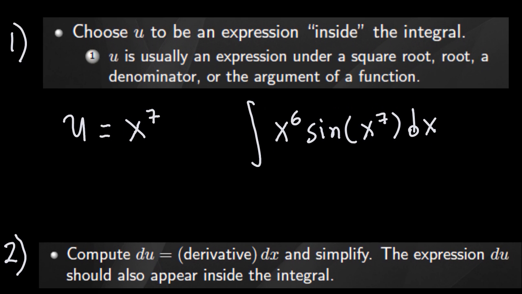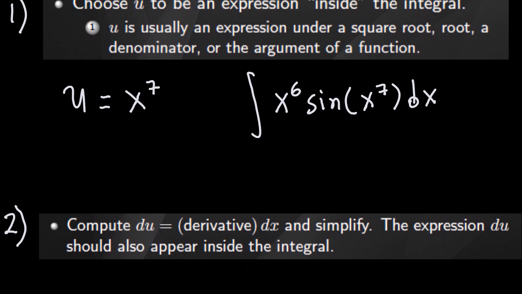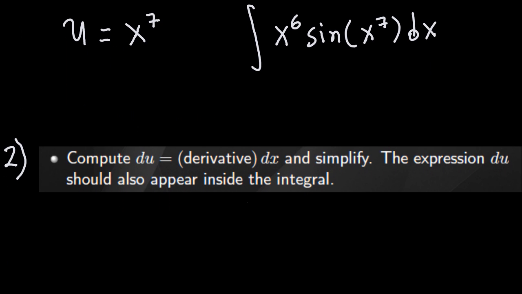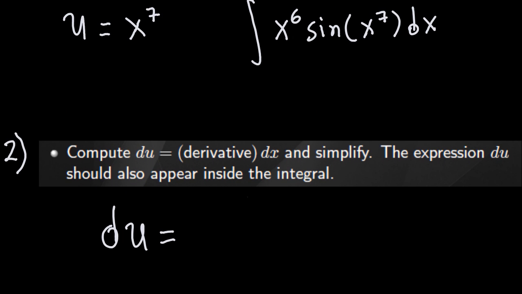The next step, remember, is I need to compute the derivative of that, which will be my du. So let me do that here. The derivative of x to the 7 is just the power rule for differentiation. So I'm going to apply the power rule here, and that will be 7 x to the 6 dx.